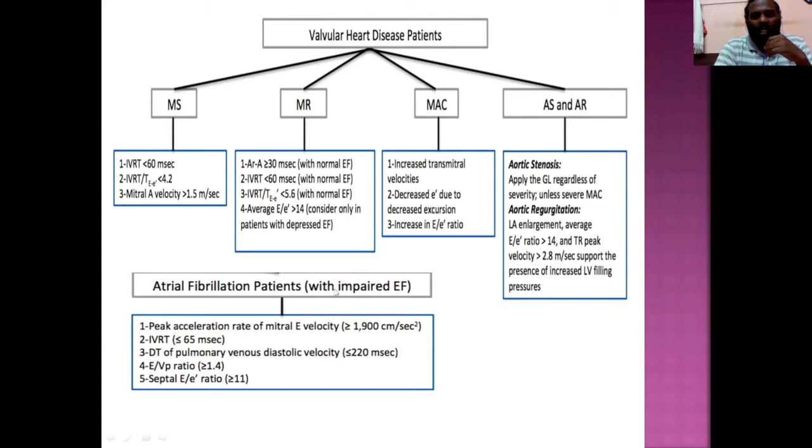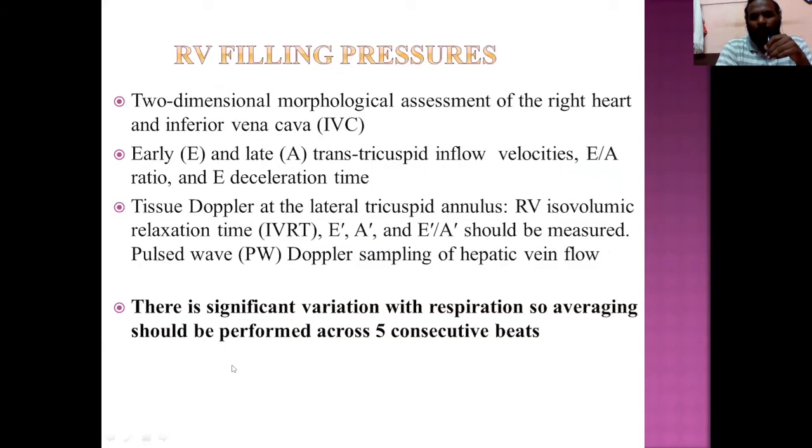Now, in patients with atrial fibrillation, particularly in impaired ejection fraction, you can measure the isovolumetric relaxation time or the ratio of E velocity to the propagation velocity VP. When it is more than 1.4, you can say that the LA pressures are increased.